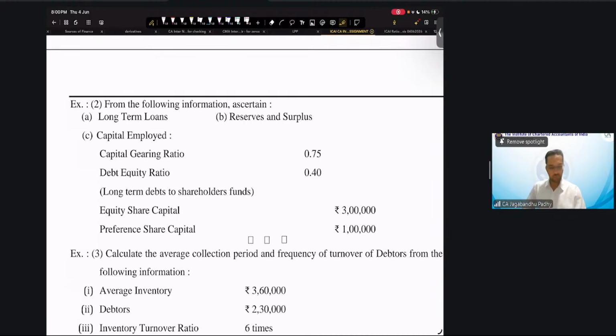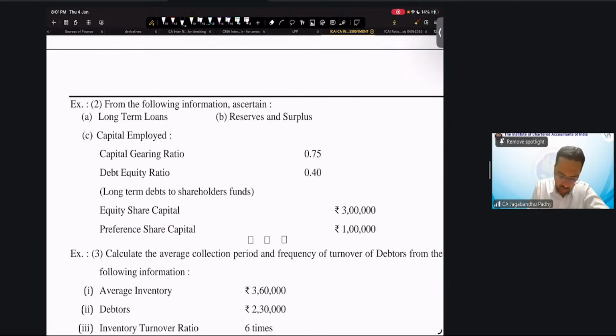Are we done? Question 2 is: from the following information, ascertain the long-term loans, reserves and surplus, and capital employed. Capital gearing ratio 0.75, debt equity ratio 0.4, long-term debt to shareholders funds. This is what they have given us as the ratio. Equity share capital 3 lakh, preference share capital 1 lakh.